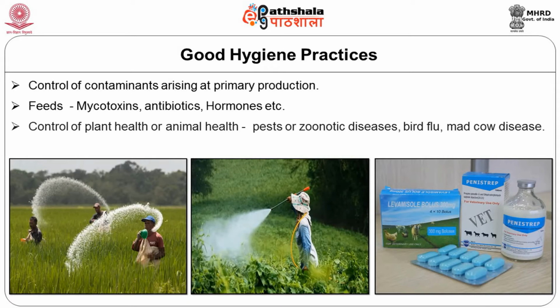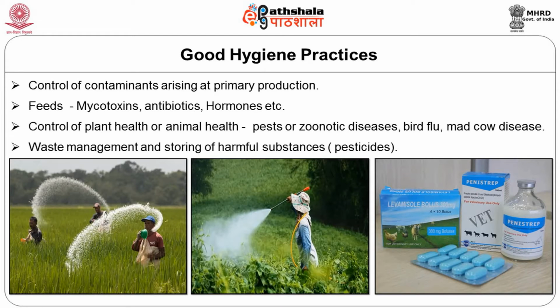So in primary production, we are also trying to see waste management and the storing of harmful substances. If pesticides are kept somewhere where contamination of the food crops is likely, then there is a problem. So when we check these things, the harmful substances in the primary production area have to be kept such that they do not contaminate the food.